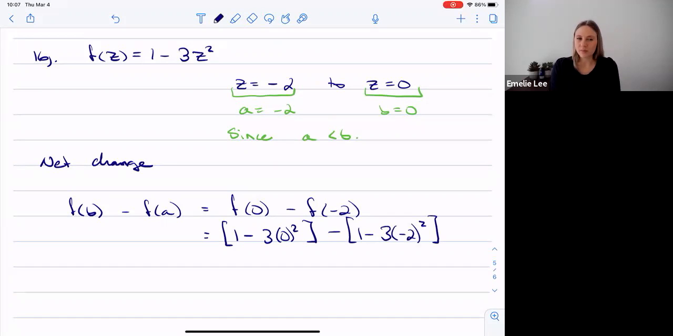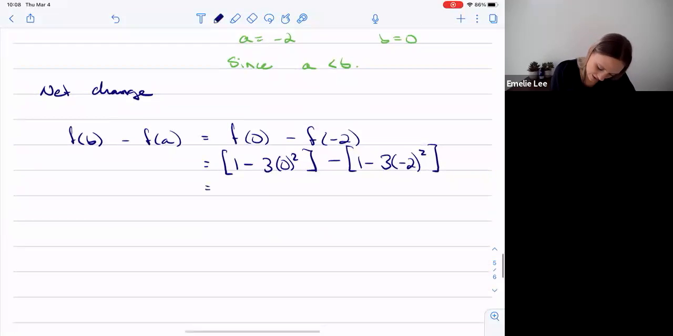Good. So I'm just going to plug these in, and just to visualize where each thing comes from, I use these square brackets. Especially because I'm subtracting, I need to remember to bring that subtraction inside the brackets. But otherwise, we're kind of hunky-dory. So I'm going to simplify this, and this becomes 1 minus 0, which of course is just 0, minus 1 plus 3 times negative 2 squared. So negative 2 squared is 4. Anything negative squared becomes positive.